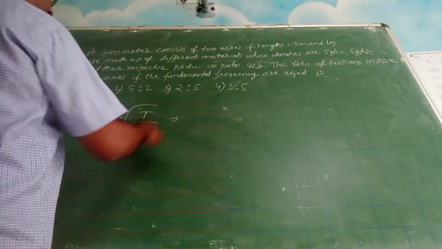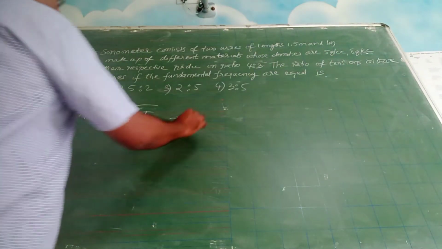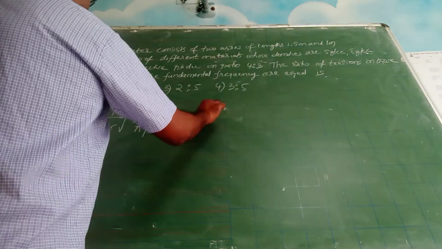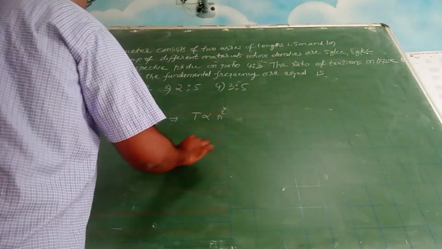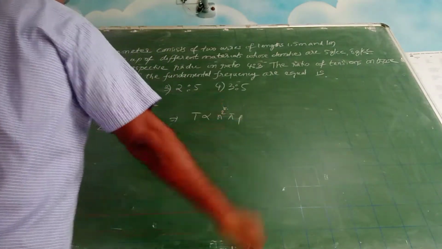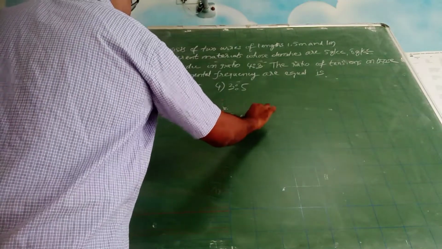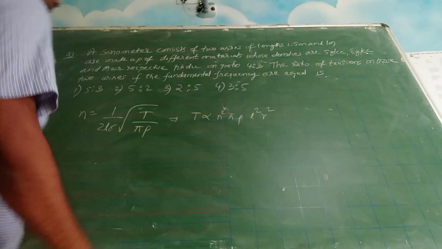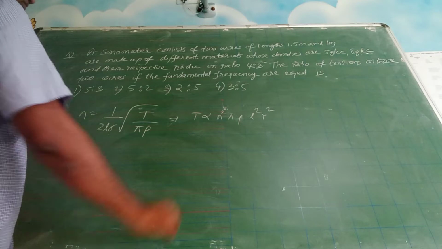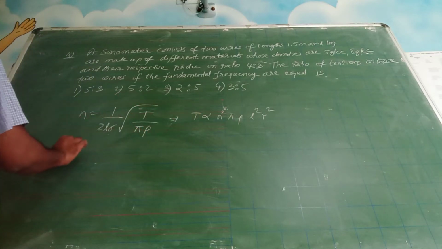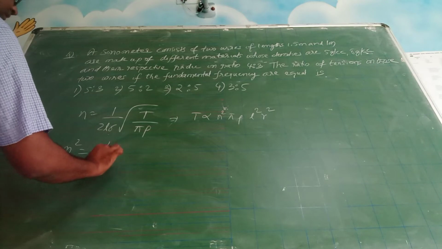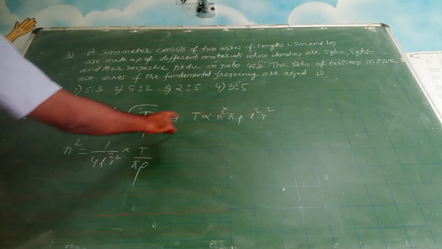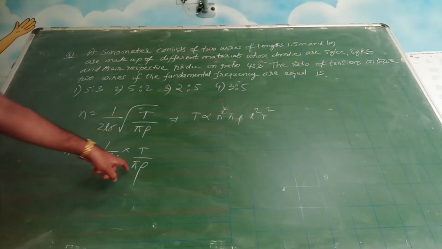Okay. So bring all those terms this side. You get T is proportional to n square pi rho into L square r square. I am writing the proportionality part, I have taken everything this side. So you have to square it. If you write this, n square is equal to 1 upon 4L square r square into T divided by pi rho.